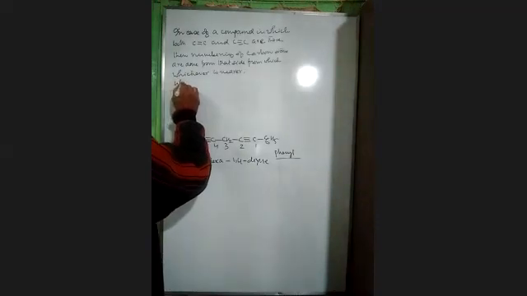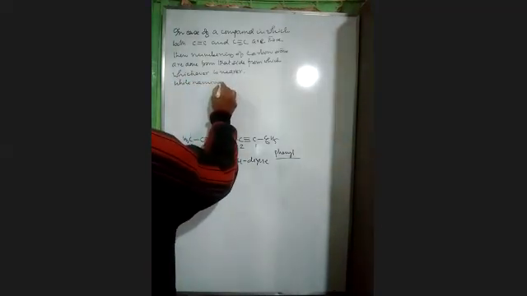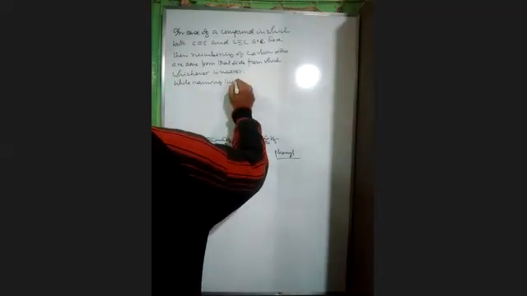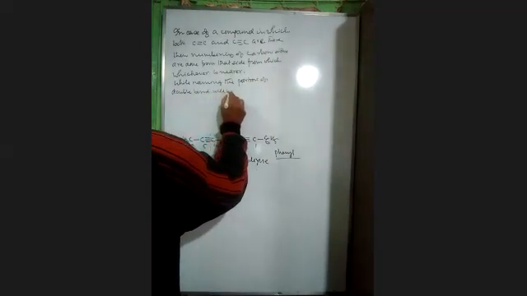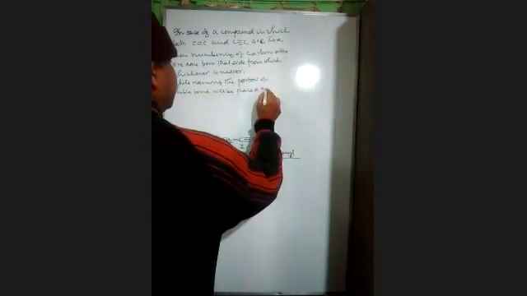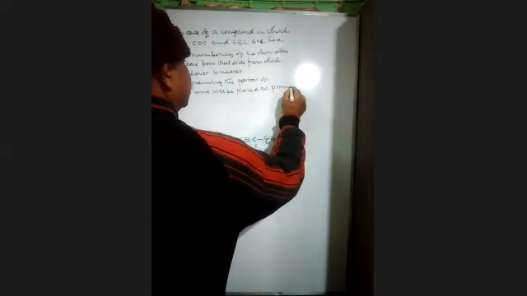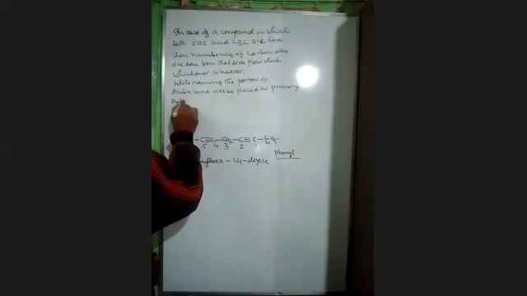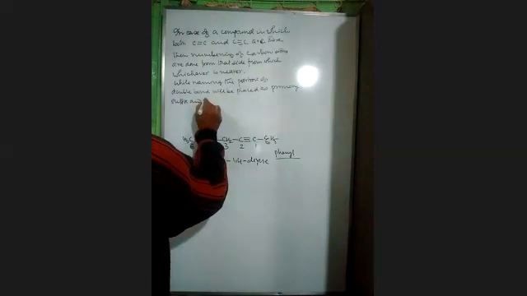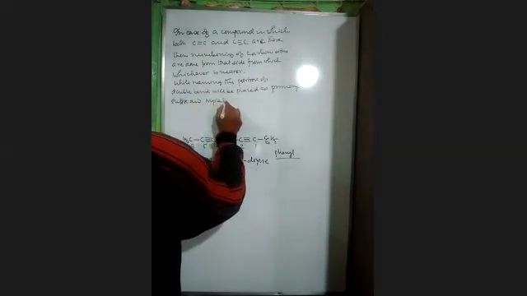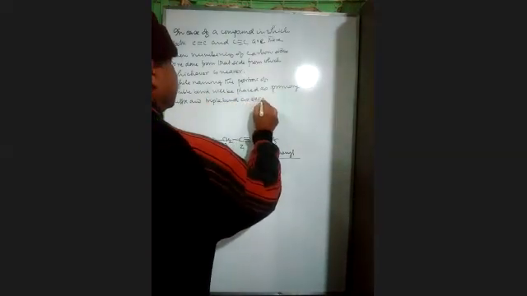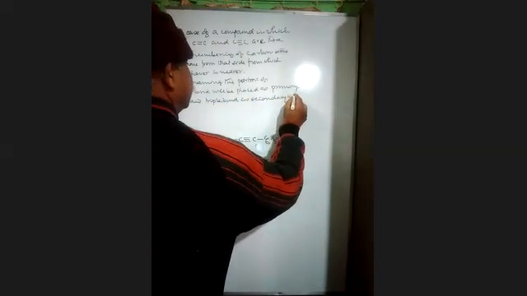While naming, the position of double bond will be placed as primary suffix and triple bond as secondary suffix.